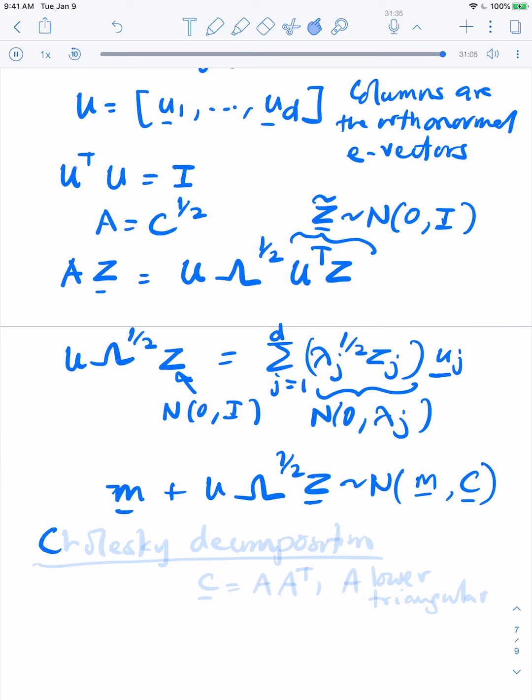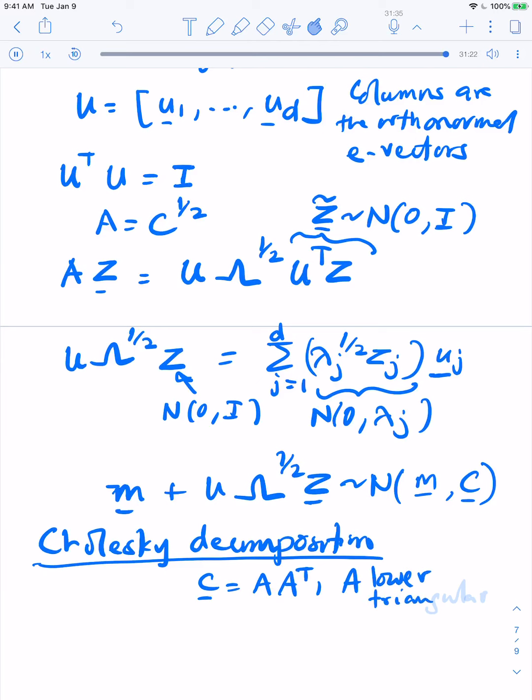So all I'll say here is the Cholesky decomposition of a covariance matrix will look like C equals A A transpose, where A is a lower triangular matrix. But one way or the other, either by using spectral factorization or Cholesky decomposition, you factor the C and then you simulate it using that factorization.